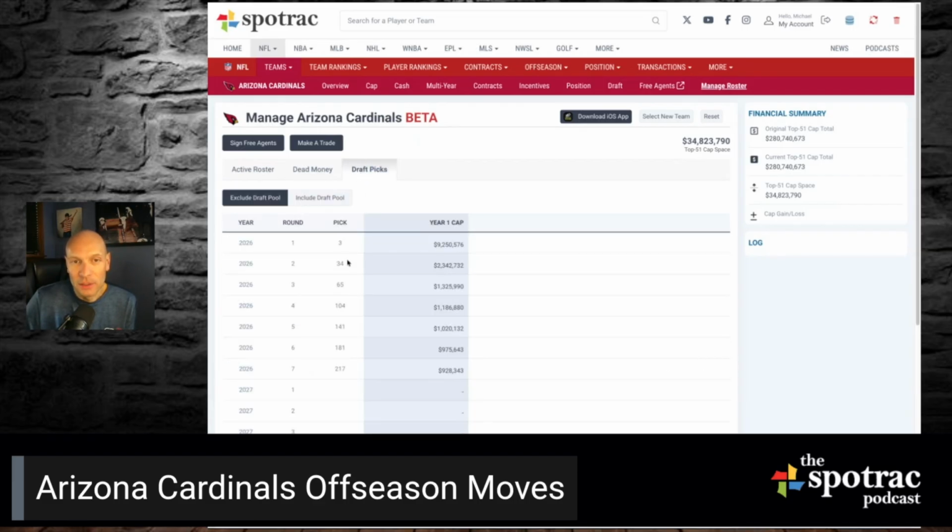What's not included? The draft pool is not included yet. Why? Because it's February, and these contracts are not going to officially hit the books until at least May, most likely June, sometimes July with some of these higher picks.